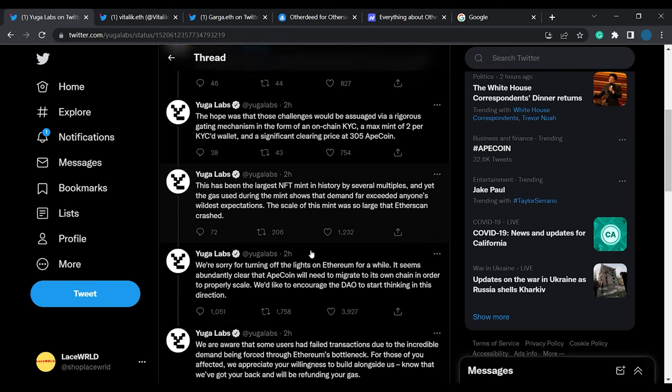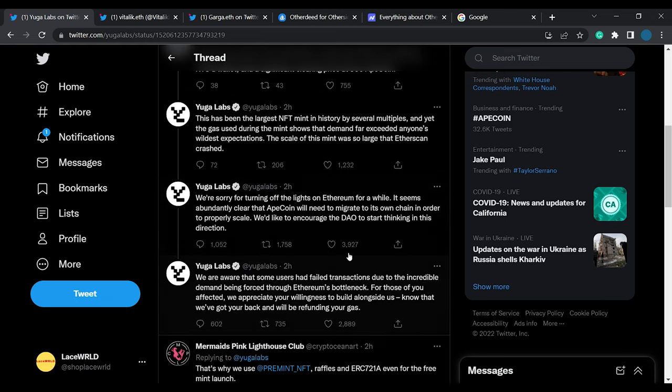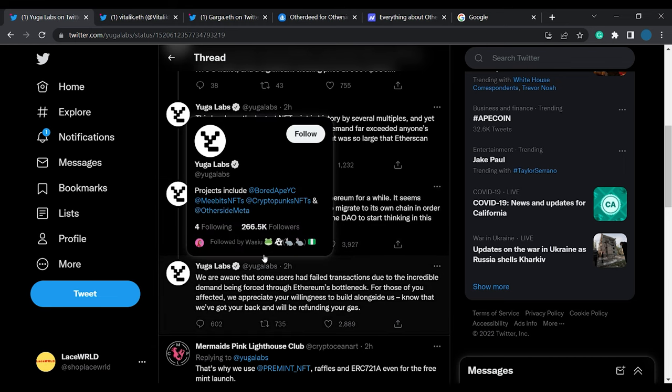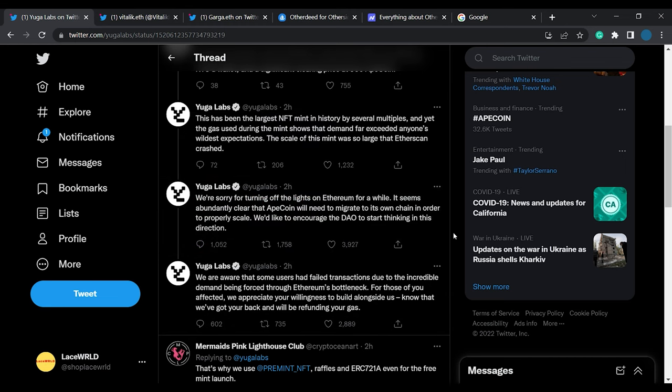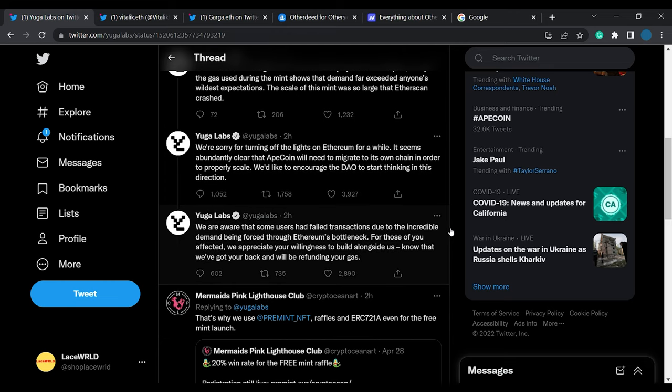It seems that Otherside will need to migrate to its own chain in order to properly scale. We'd like to encourage the DAO to start thinking about this. We're aware that some users had failed transactions due to the incredible demand of being forced through Ethereum's bottleneck. For those of you affected, we appreciate your willingness to build alongside us. Know that we've got your back.